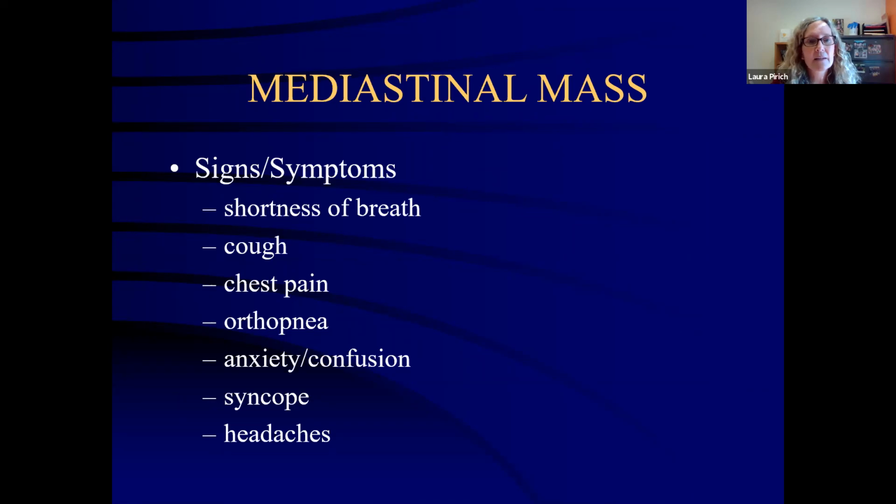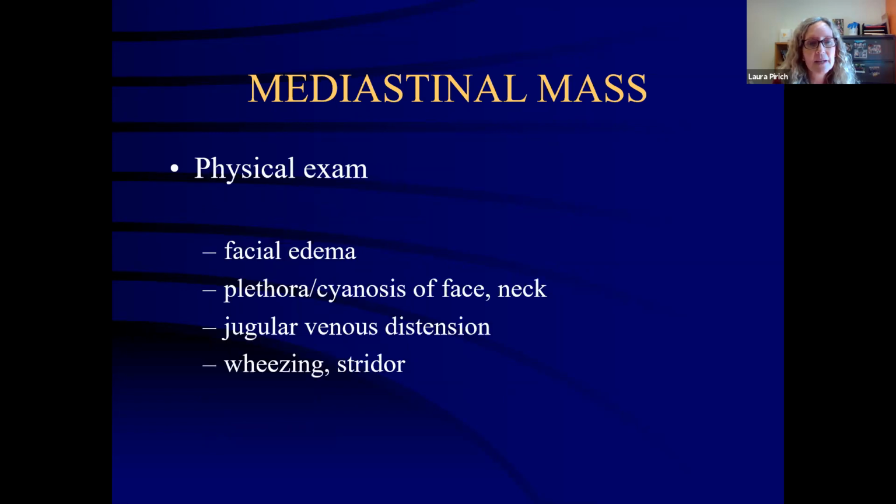Because they're not going to walk in and say, I have a mediastinal mass. So they have shortness of breath, cough, chest pain. Orthopnea is important. So you want to know, how have they been sleeping at home? And if they've been having to sleep in a chair or with 5 pillows, then you're going to be really concerned about what might be going on in their chest. Once again, anxiety and confusion can be a sign of hypoxia, so be aware of that symptom. Syncope and headaches are also things that we can see with a mediastinal mass.